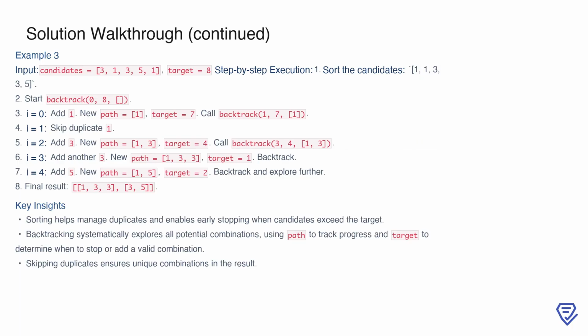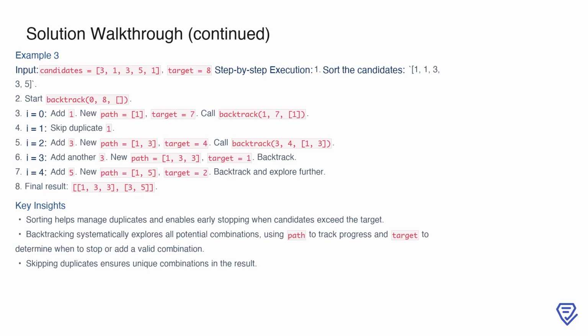In the third example, the candidates are 3, 1, 3, 5, 1, and the target is 8. After sorting, the candidates become 1, 1, 3, 3, 5. Starting with an empty path and the full target of 8, the first step is to add 1, reducing the target to 7. We then skip the second one to avoid duplicates and proceed by adding 3, reducing the target to 4. Adding another 3 at this stage brings the target to 1, which doesn't lead to a valid combination, so we backtrack.